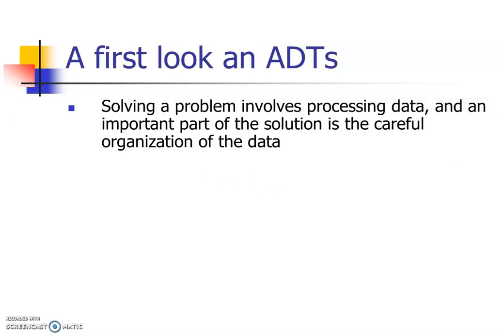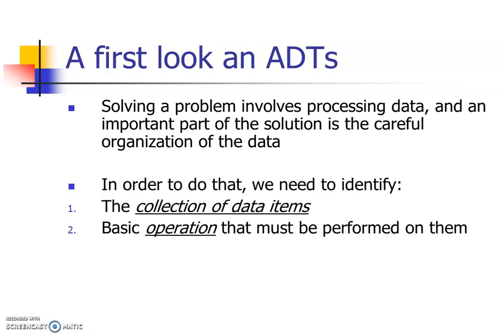This is basically in the title of our textbook, and we need to understand the concept and the meaning of abstract. So to solve a problem, it involves data. How do we deal with the data? Basically this is the main thing about the data structure class. In order to do that, we need to identify the following two things.